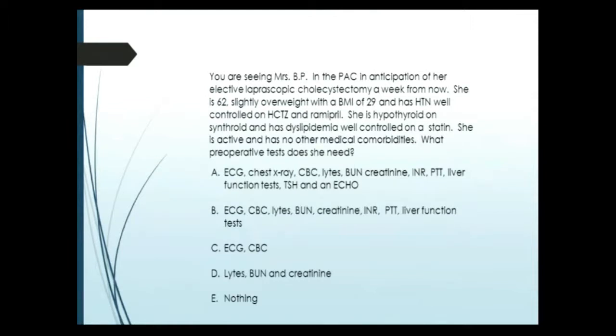So A: ECG, a chest X-ray, CBC, lytes, BUN, creatinine, INR, PTT, some liver function tests, TSH just in case, and an echo because she's got some cardiac risk factors. How about an ECG, everything except for the echo and the TSH, or maybe just an ECG and a CBC, or how about just the lytes, BUN, and creatinine, or maybe nothing. Just think about your answer here and see what goes along with it. We're going to come back to this later after a little review.